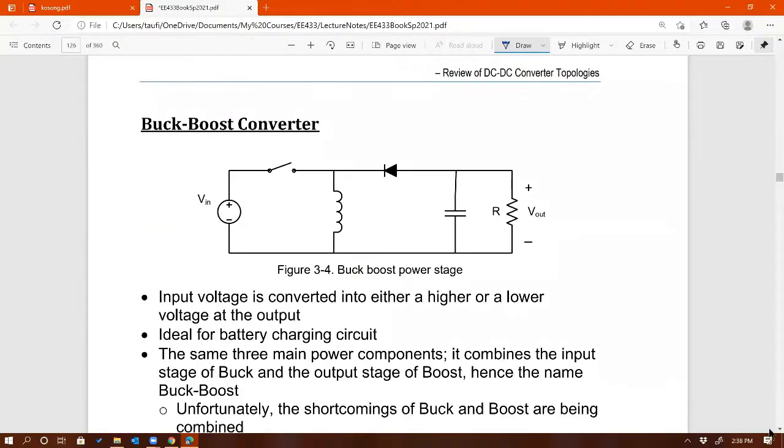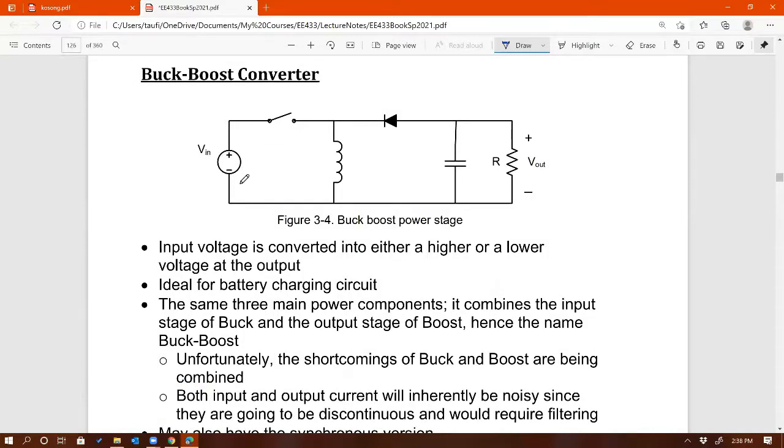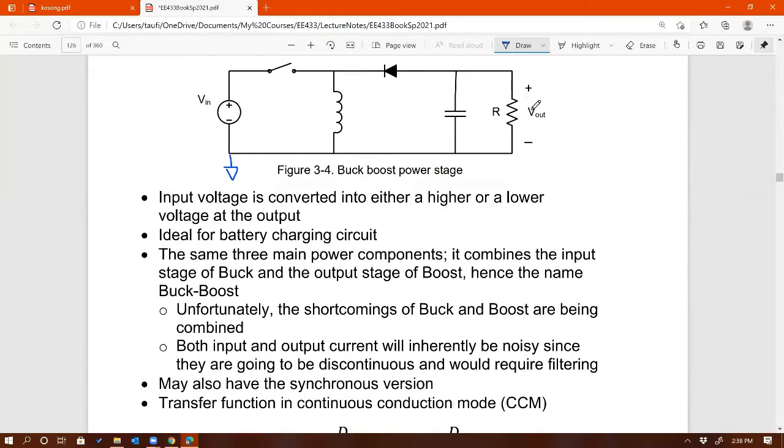Buck boost converter, right? That's another basic converter. And there's the ground right there, which I didn't draw. This is a converter where the output could be either higher or lower than the input. But the output is going to be inverted with respect to the input. So if the input is positive, the output is going to be negative.